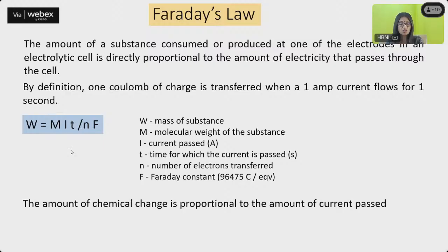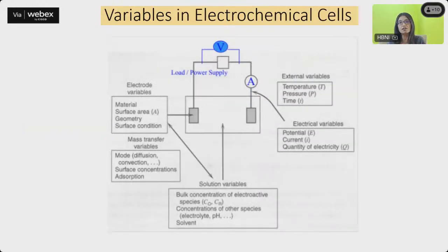So this is the equation, which is the Faraday's law equation, where W is the mass of the substance, M over here is the molecular weight of the substance, I is the amount of current you are passing, T is the time for which the current is passed, N is the number of electrons which is transferred, and F is the Faraday constant. Here I have given the actual value, which is 96475. In the previous slide, it was given as roundabout value 96500. So the amount of chemical change you have to understand is proportional to the amount of current passed. So this is the Faraday's law.